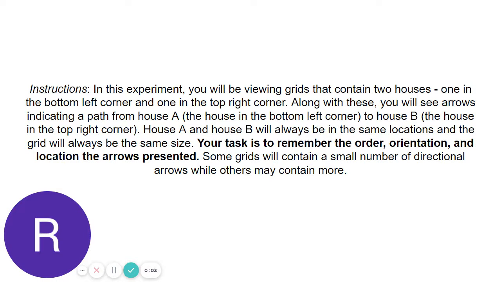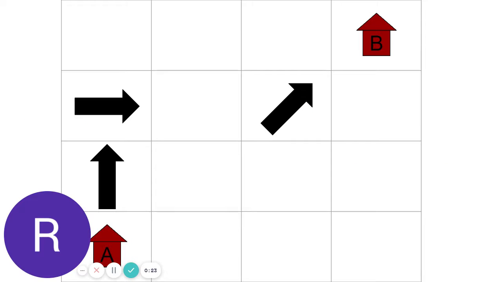These are the instructions that you were presented with in the prior tab. As mentioned, your task is to remember the order, orientation, and location of the arrows presented. Some grids will contain a small number of directional arrows, while others may contain more. We will now go through an example of a possible set you may see during this study.